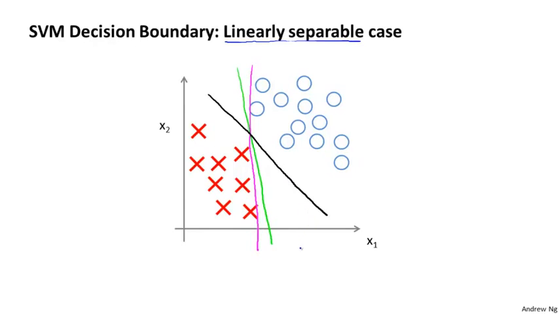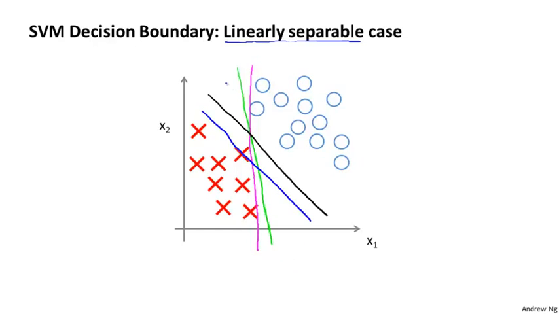And that seems like a much better decision boundary than either of the ones that I drew in magenta or in green. The black line seems like a more robust separator that just does a better job separating the positive and negative examples. And mathematically, what that does is this black decision boundary has a larger distance. And that distance is called the margin.